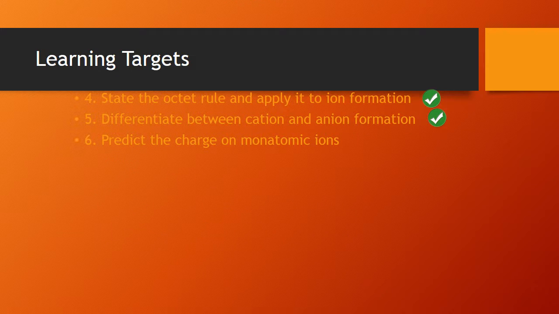Alright, so in this video, we have stated the octet rule and applied it to ion formation. We have differentiated between cation and anion formation, and then we have ended by predicting the charge on monatomic ions.